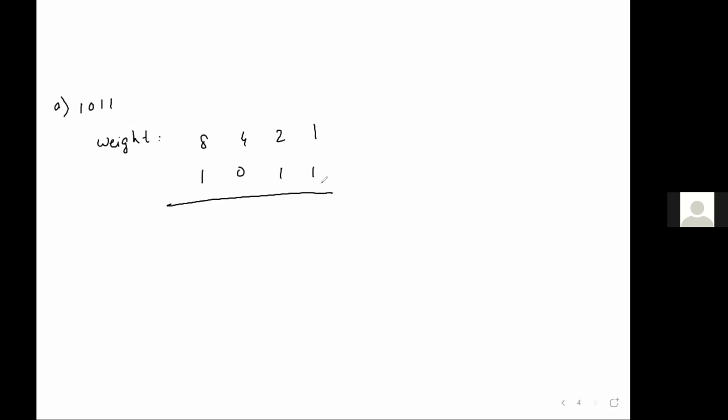Now you can simply multiply. So 1 1 1 2 0 8. Now if you just add them, you will get your result. So this is your 11. So 1011 base 2 is equal to 11 base 10. So is this one clear to everyone? Have you understood, all of you?